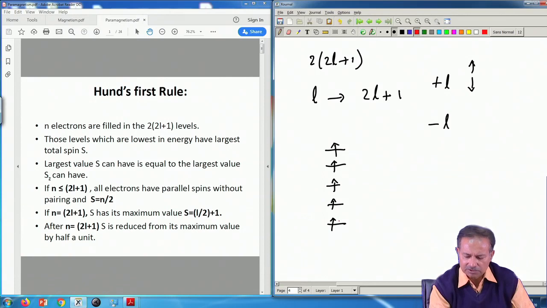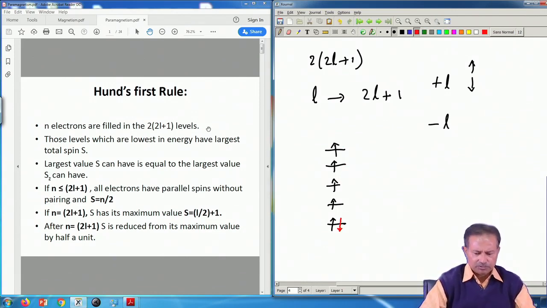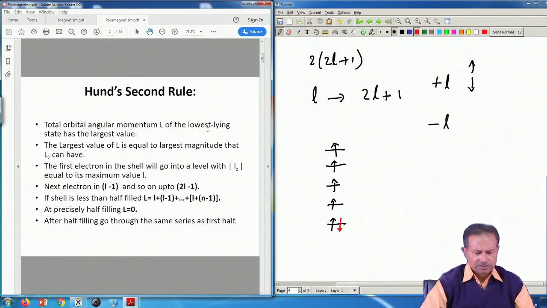The next electron, if you have one more, you have to put it here. That means you reduce your total spin by half, because this one cancels this spin. So, instead of plus half, you now have 0 there. So, that cancels a half unit, and so on and so forth. You can keep on doing it. So, that is the first rule.